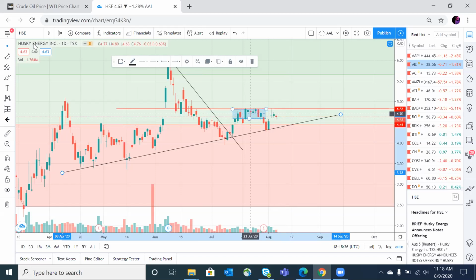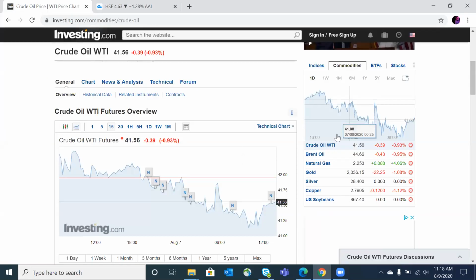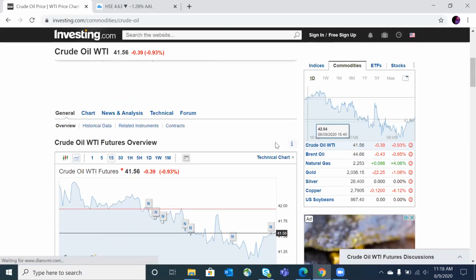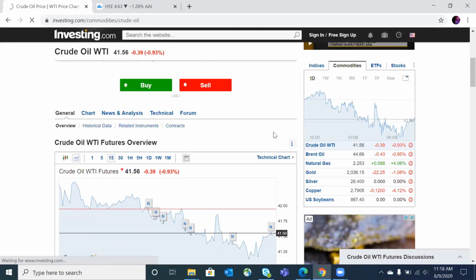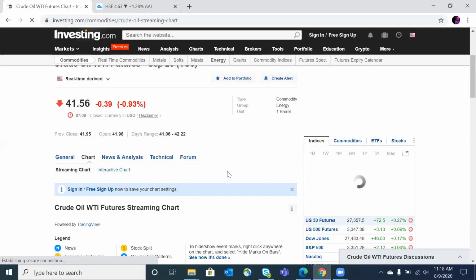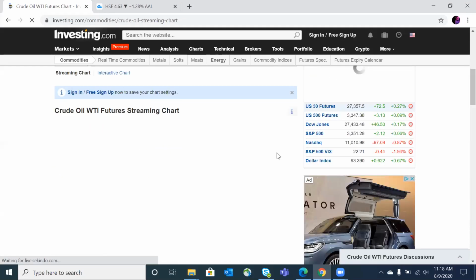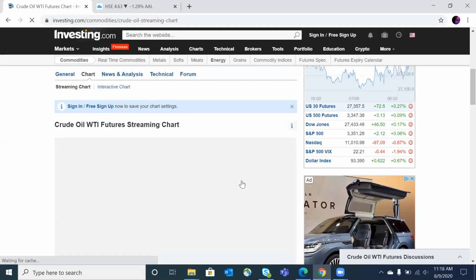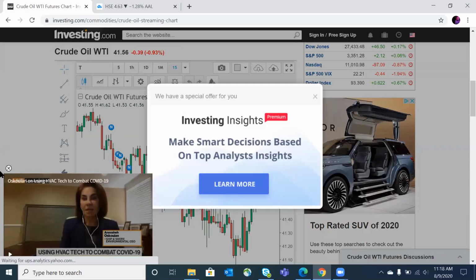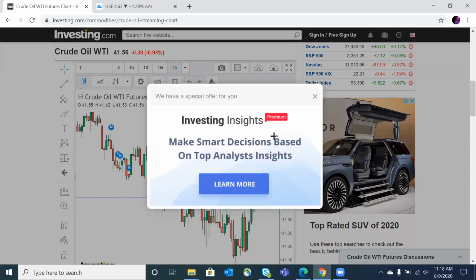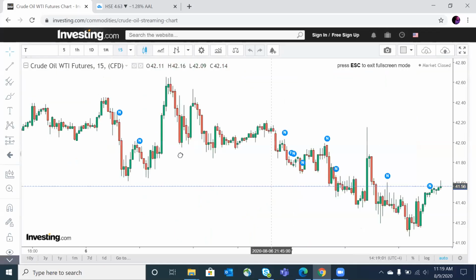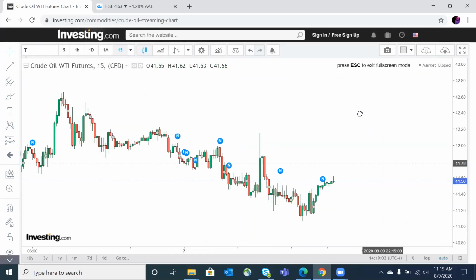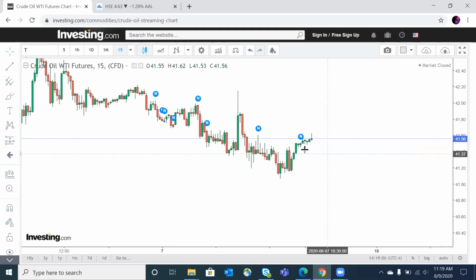And during these days, let's check on the oil. I've already opened this oil chart, because oil is shaky these days. It is going downward. Here's the oil chart. So oil is going down.